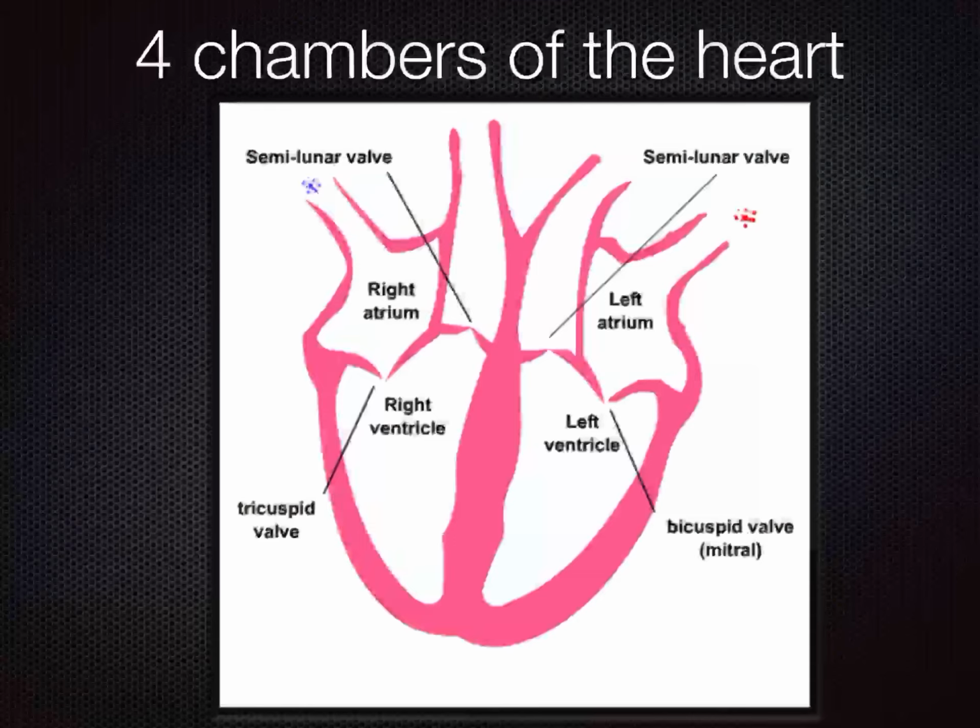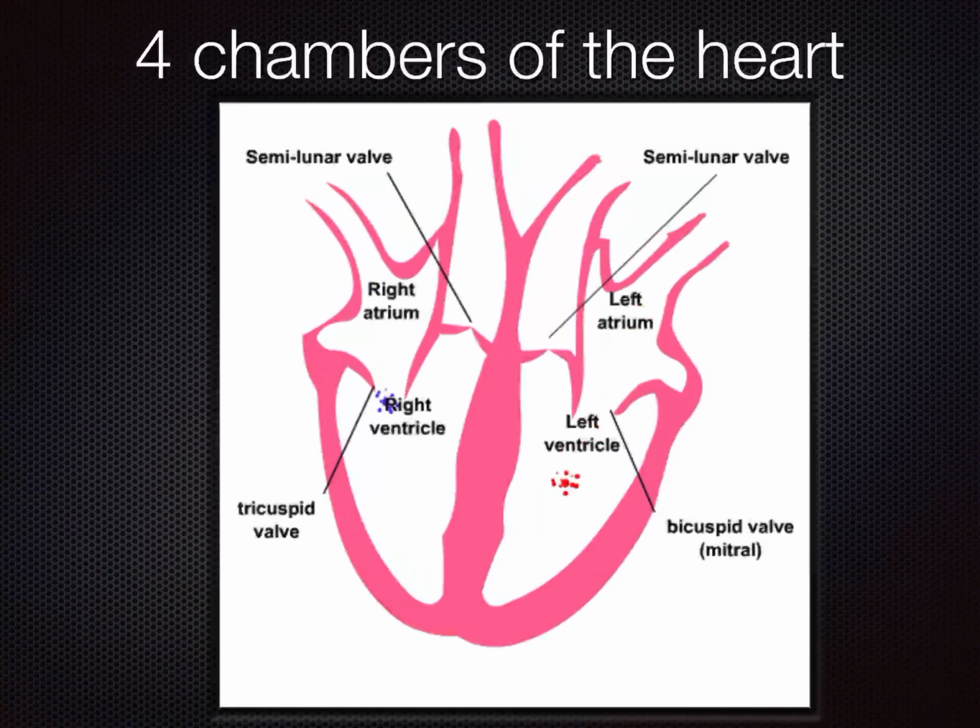The 2 at the bottom are called ventricles. Now it starts with a V, and remember when you saw the heart squeeze, it makes that kind of heart shape, V shape at the bottom. So remember the 2 big ones at the bottom have the ventricle name. And again, the right ventricle is on the left and the left ventricle is on the right.